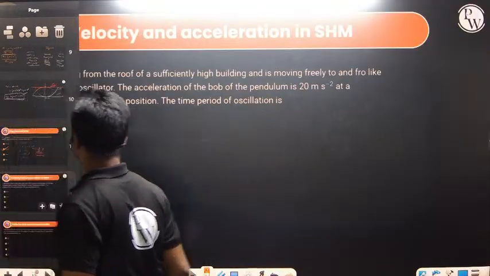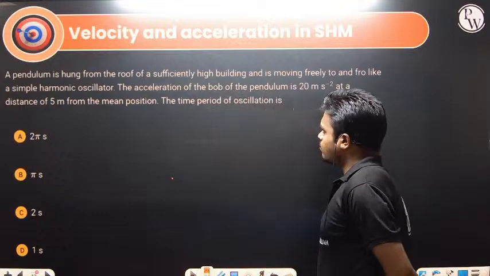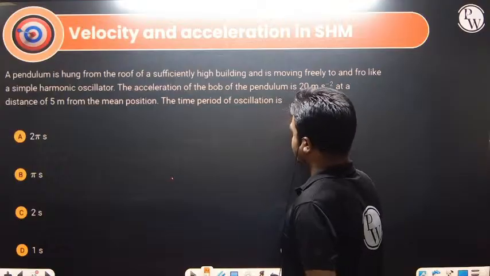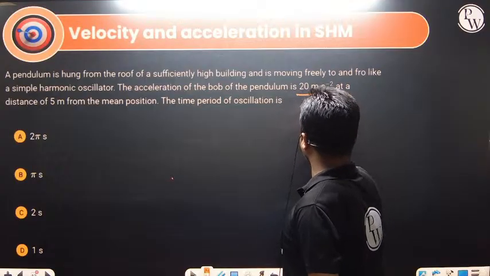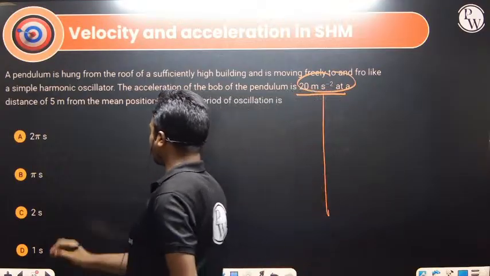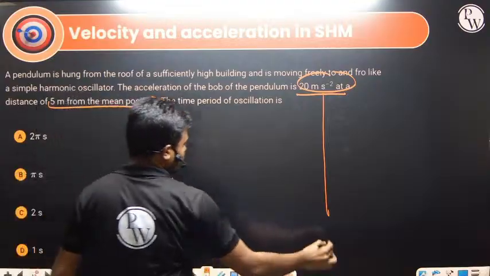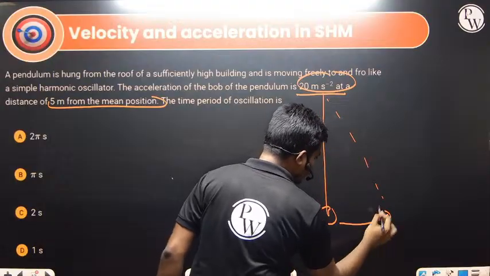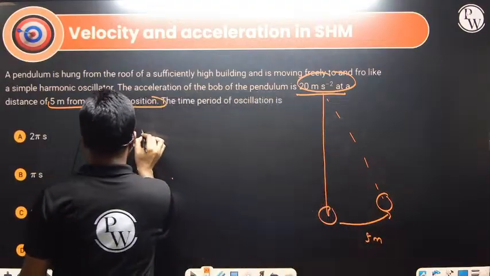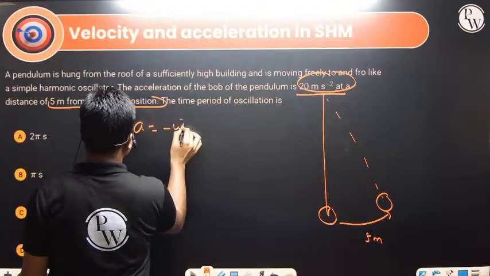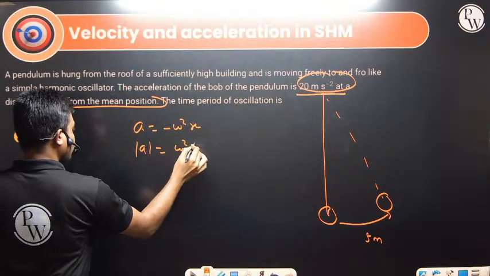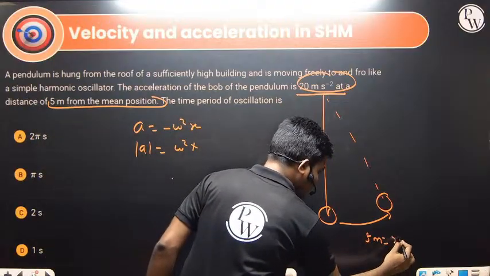Next we have, a pendulum is hung from the roof of a sufficiently high building and is moving freely to and fro like a simple harmonic oscillator. The acceleration of the bob of the pendulum is 20 meter per second square at a distance of 5 meter from the mean position. So the pendulum is oscillating in such a way that at a distance of 5 meter the acceleration value is mentioned. a equals minus omega square x, and if you talk about the mod, this will be omega square x. What is this x? x is nothing but 5 meter.